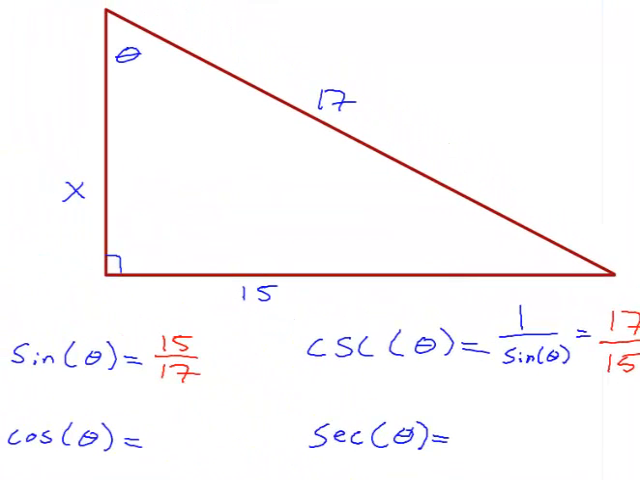Adjacent over hypotenuse. Which side is adjacent to the angle theta? X. Do I know X? Is there any way I can find X? Yeah, using what? Right, the Pythagorean theorem, because we have a right triangle.